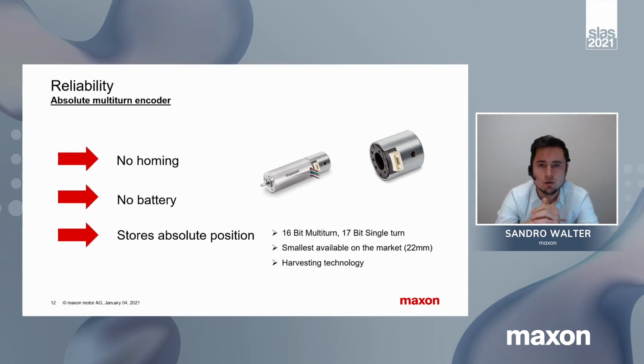Maxon's new absolute multiturn encoder, for example, has the advantage that the harvesting technology used in the encoder ensures that no additional battery is required, and that the position is saved in the encoder even if the load is moved when the instrument is turned off. This means that the classic homing reference run that is normally done in applications where you don't have an absolute positioning system is not necessary, and much time during the process can be saved.